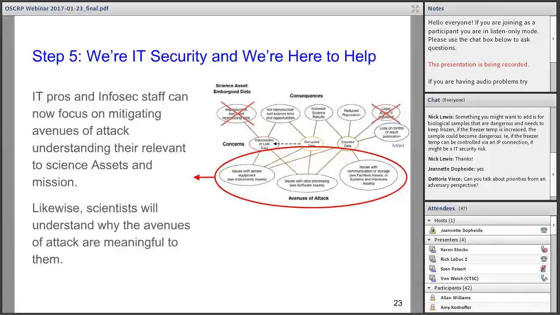This is also where the greatest knowledge of the current InfoSec ecosystem comes into play. So the idea is when you've got to step five of this process, now what you have is the understanding of the consequence that's important to the scientist, a mapping of those down to the avenues of attack that are meaningful to the IT and the InfoSec professionals, and you have a shared understanding between the two. The InfoSec professionals understand why these avenues of attack are important to the scientists, and likewise, the scientists now understand why, when the InfoSec folks are putting these new mitigations into place, they can understand how that relates back up to the science consequences.